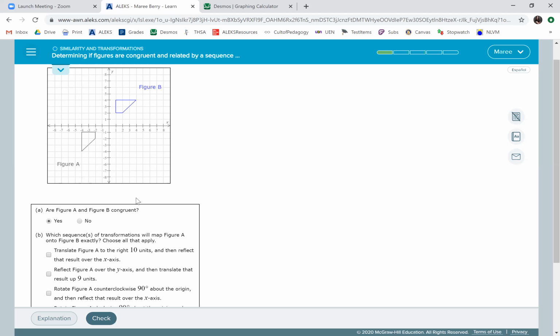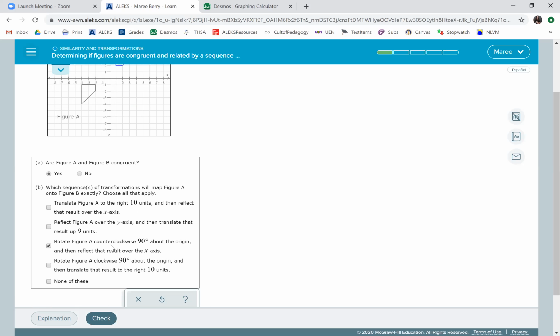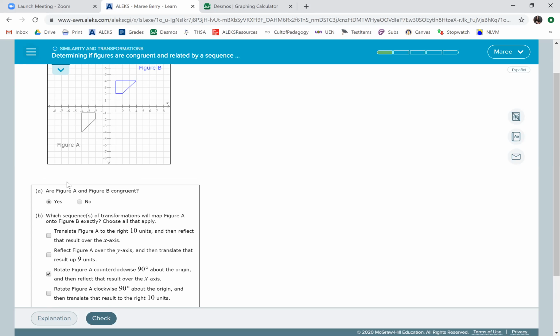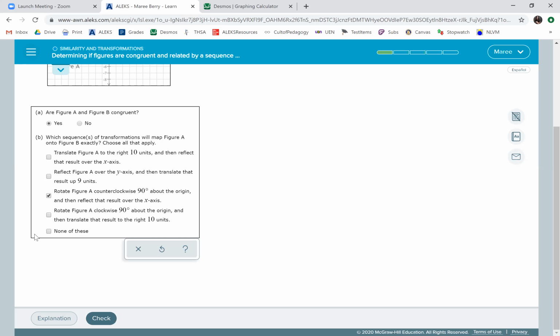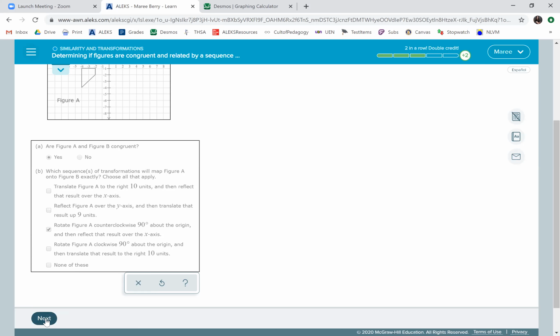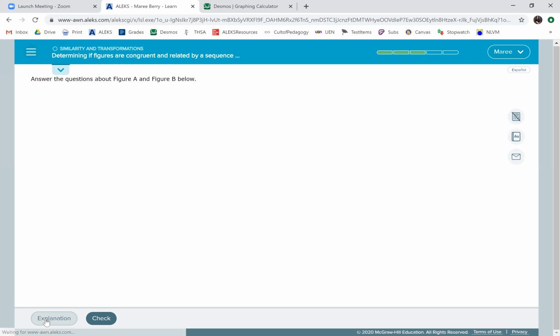Rotate figure A counterclockwise 90 degrees. So it's going to come around here. Oh, and then reflect about the x-axis. It's going to be that one, but let's just double check with the last one. Rotate it 90 degrees about the origin clockwise. So that's going to be over here, and then just raise it up 10. So it's that third one. So it's just kind of, I don't know, I think it's a more visual thing.